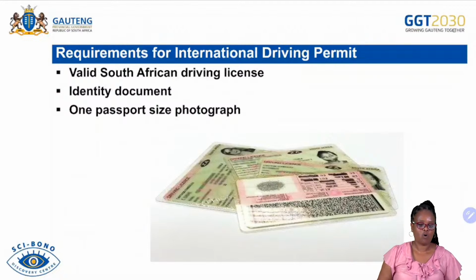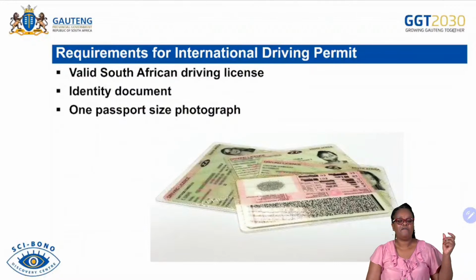Let's look at the requirements for an international driving permit. These are the requirements. What do they need for you to have this? You must have a valid South African driver's license. Like I said there, you must be 18 years and above.